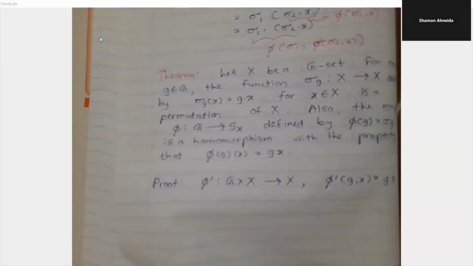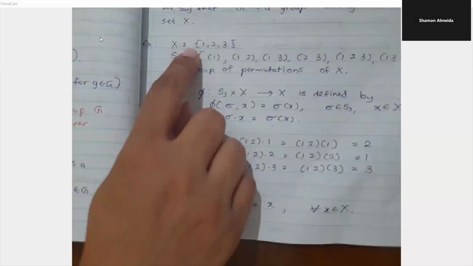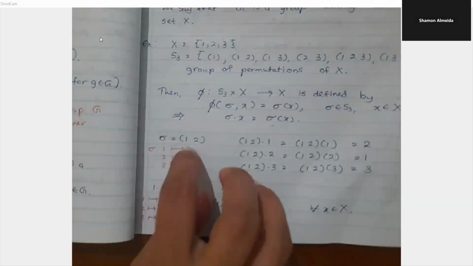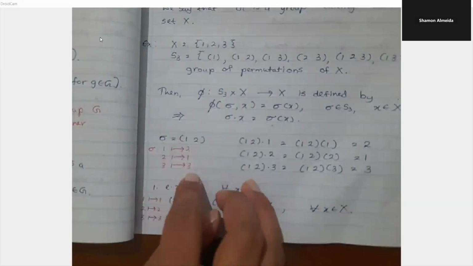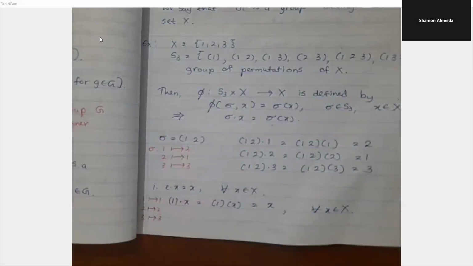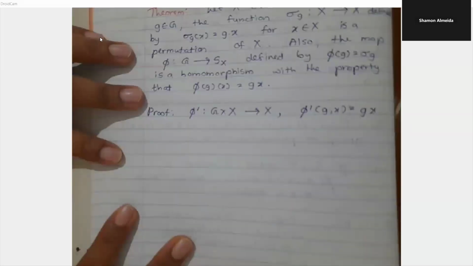For example, in the previous case, you have sigma to be a permutation of X. X has elements 1, 2, 3. So 1, 2, 3 is permuted to 2, 1, 3. 1 is sent to 2, 2 is sent to 1, 3 is fixed. So in order to show that a given function is a permutation, all we have to do is show that it's one-to-one and onto. That is the first thing. We had to show that this sigma is a bijection. In that case, we simply deduce it's a permutation.